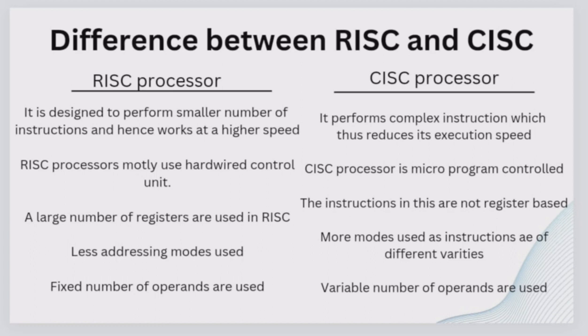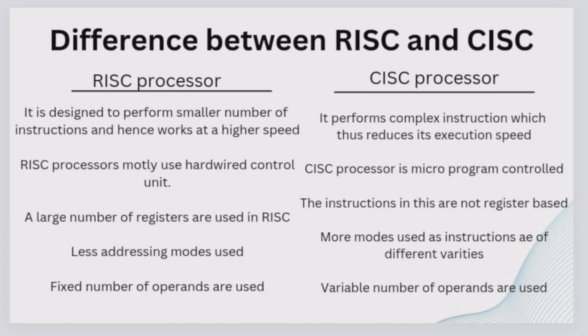A large number of registers are used in the RISC processor because it wants to avoid interaction with the memory as much as possible, whereas CISC uses very few registers. Normally, it just has a single set of registers. RISC processors don't have many addressing modes, and whatever addressing modes they have are very simple. Most of the addressing modes are for register operations and do not refer to memory. More addressing modes are used in CISC processors as the instructions used there are of different varieties.